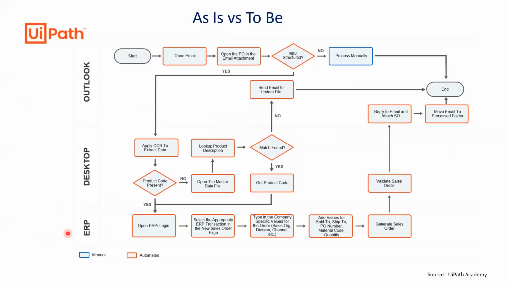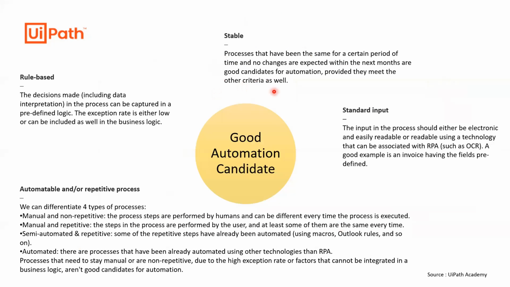I tell you that this ERP is going to be replaced by a database next week. Do you think I should still automate it with ERP? No. But if I say that this ERP will change in, let's say, 6 months, that means for 6 months I can have this automation. So you should prefer a stable process. That's why it says processes that have been on for a certain period of time and no changes are expected within the next months. Now that depends on the frequency of the process.